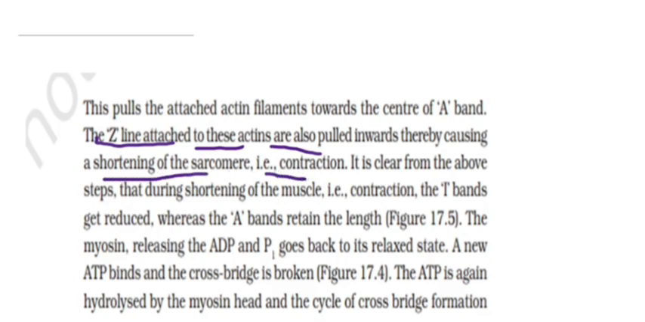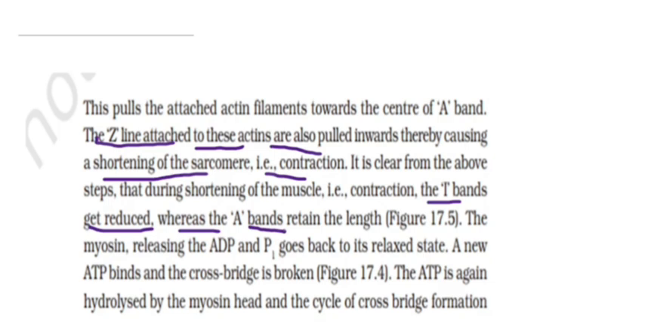The Z line attached to these actins is also pulled inward, causing the shortening of the sarcomere, that is contraction. It is clear from the above step that during shortening of muscle, that is contraction, the I band gets reduced. The Z line is pulling inward and the shortening of the sarcomere takes place. Again, the I band is getting reduced. So we will underline this point also: the I band gets reduced, whereas the A band retains its length. The actin is pulled toward the center of the A band, but the A band remains the same as its normal length.